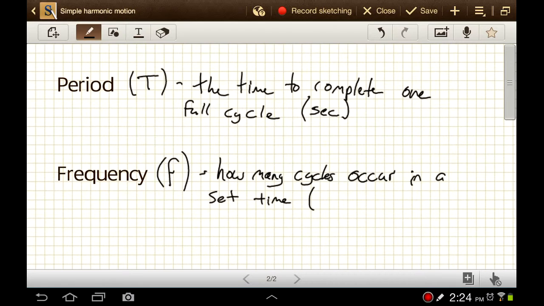In physics, we're typically going to not look at how many per minute, but rather how many per second. And the unit is actually 1 over seconds, which is just read as per second. Or, more commonly, we use the unit hertz, and we abbreviate that with a capital H, lowercase z. Hertz, just like the donut.